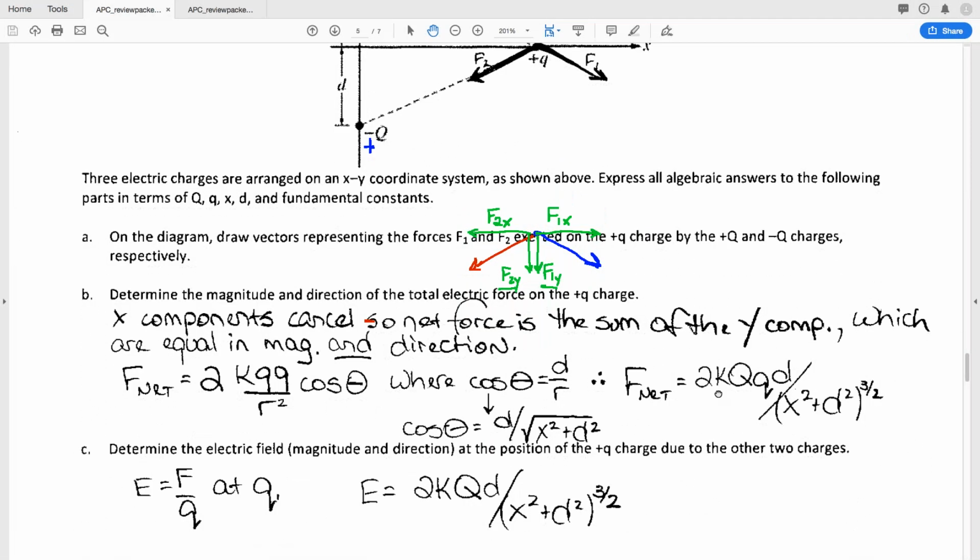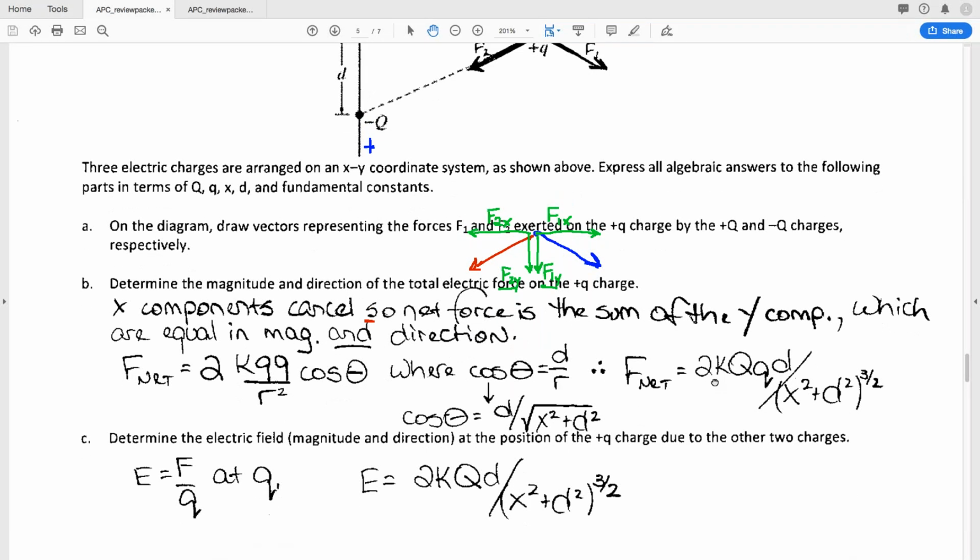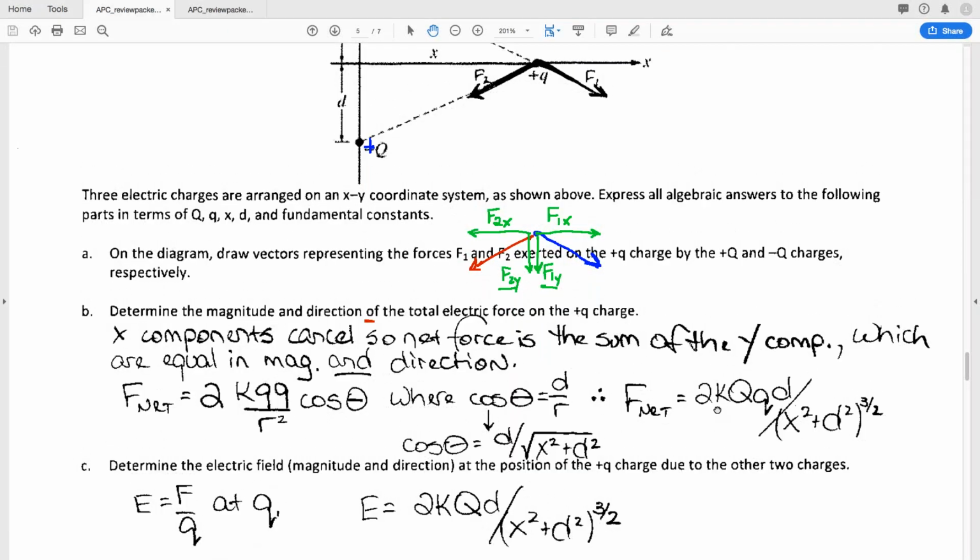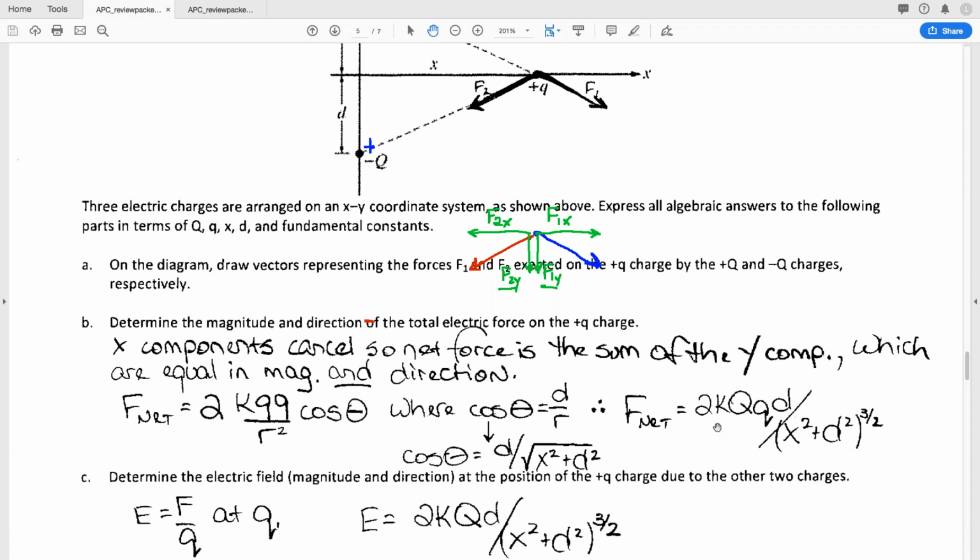So they're saying determine the magnitude and direction of the total electric force on the positive Q charge. And that's kind of what's going on here in part B. The X components cancel, so the net force is the sum of the Y components. Here's an application of Coulomb's law that we were going over in our review session after school today.